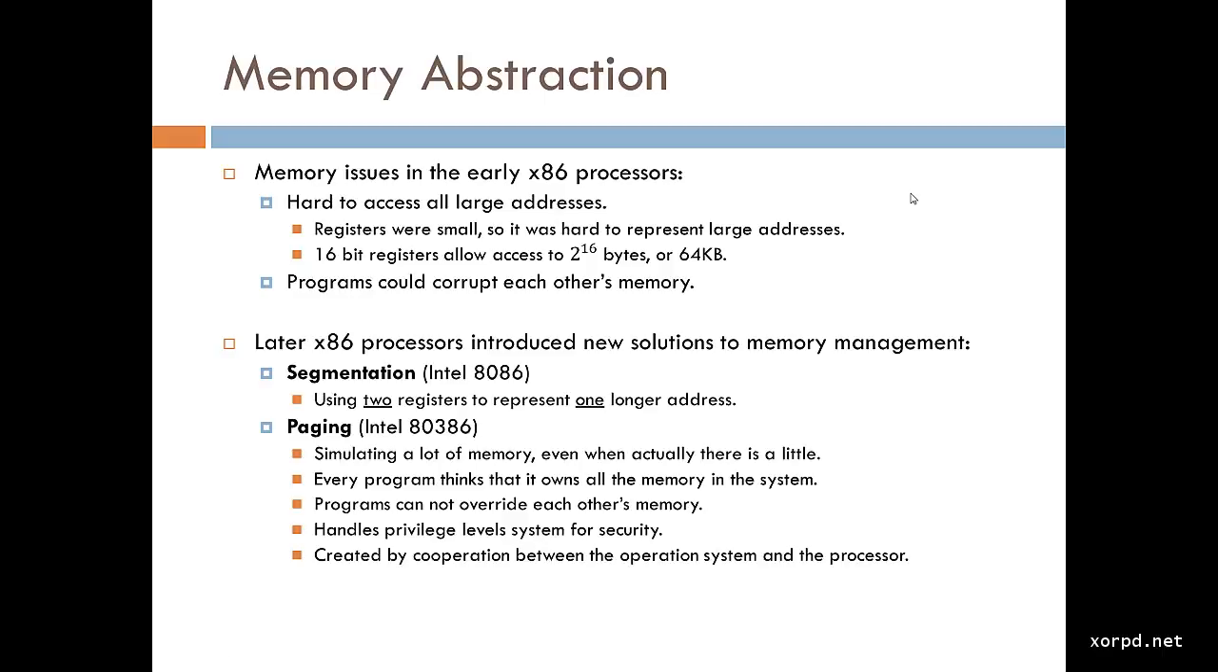Some ideas regarding memory abstraction. Memory issues in the early x86 processors. It was hard to access all large addresses. Why is that? It was because registers were small, so it was hard to represent large addresses.